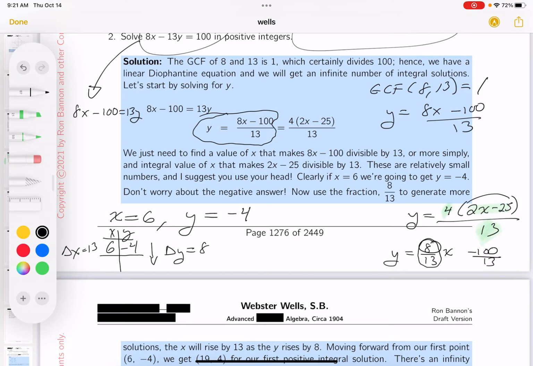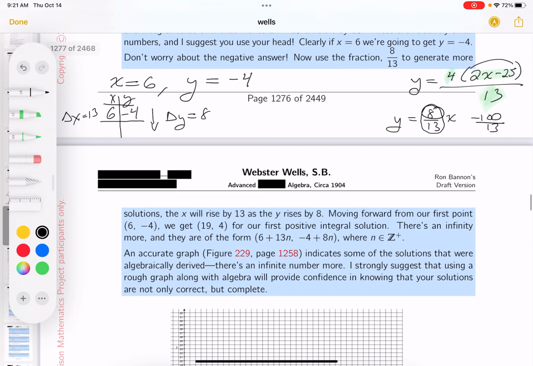Let's do it. Let's start counting. So let's see. If you're at 6, you go up 13, you're at 19. If you're at minus 4 and you go up 8, you're at 4. This is one integer pair where they're both positives. Let's do the next one. Now, if you're at 19 and you go up 13, where would you be? Well, that would be 32, right? If you're at 4, you go up 8, you're going to be at 12.